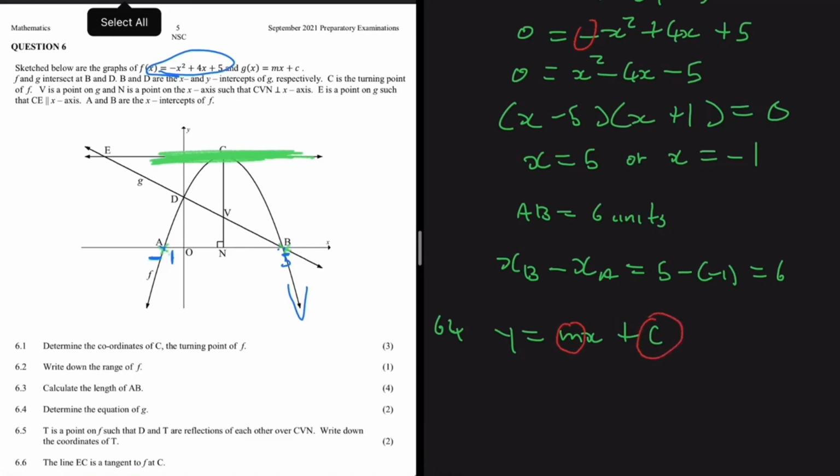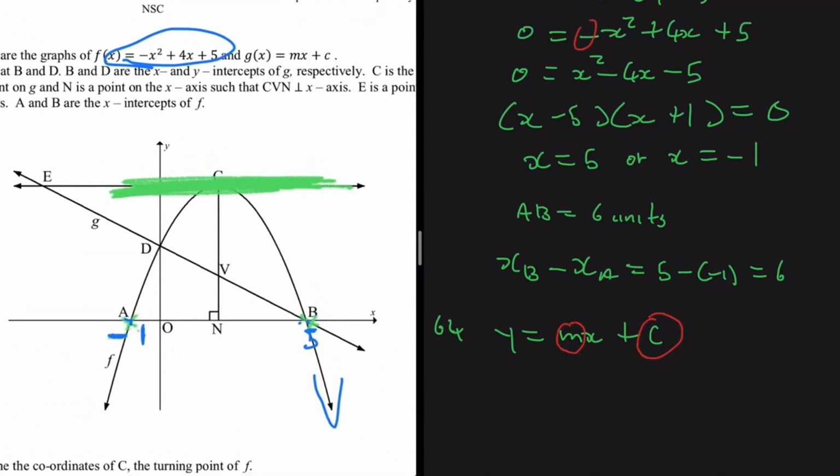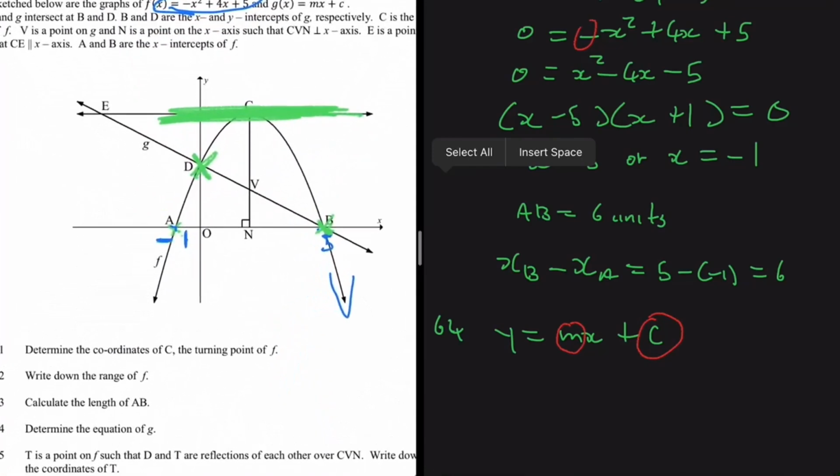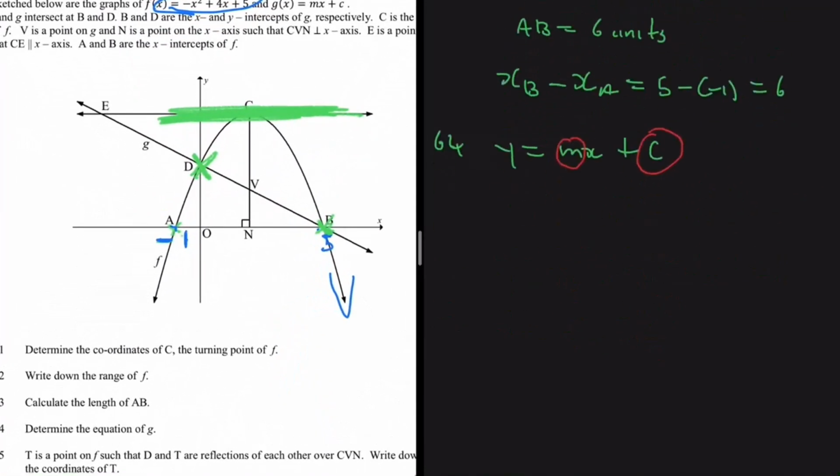So how can we possibly determine the gradient? You can see from our sketch that D and B also lie on our line G, right? So if we find the gradient of DB, then we have the gradient of our line G, right? So let's see how we can do that. So we have the gradient of DB being equal to (y2 - y1)/(x2 - x1).